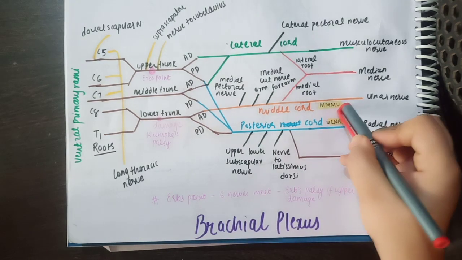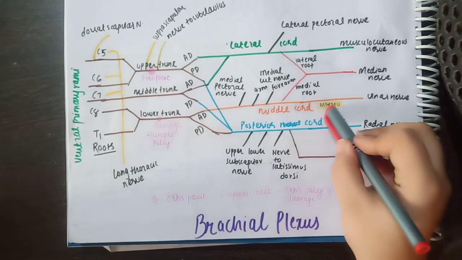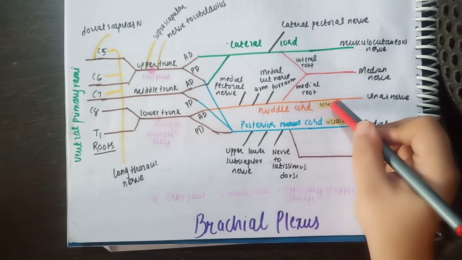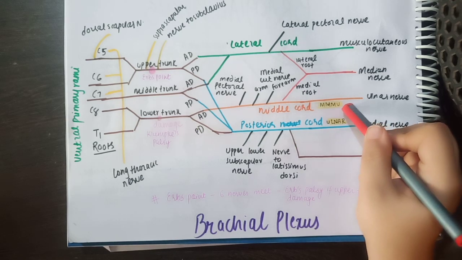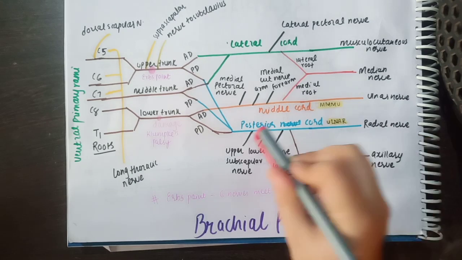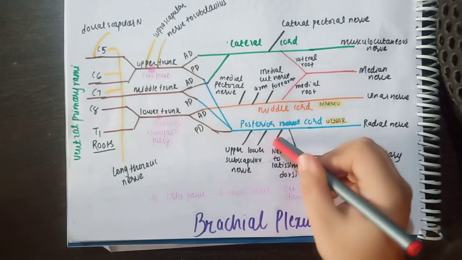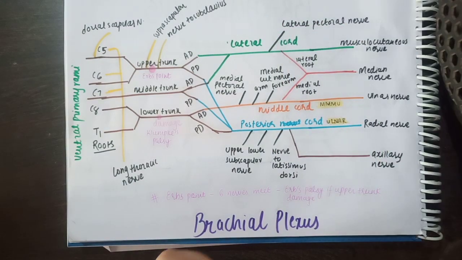Now for remembering the middle cord's branches, you have the mnemonic, that is triple MU. Well, it won't be triple MU, but it would be 4MU. And then you have posterior cord ulnar. So the medial cord has 5 branches, posterior cord has 5 branches, and lateral cord has 3 branches.